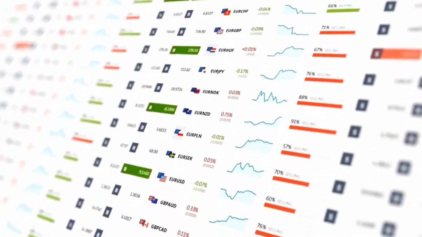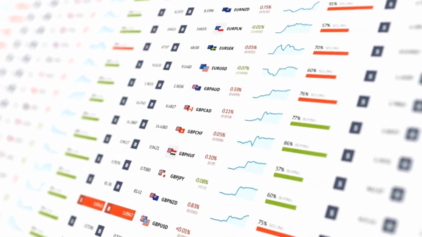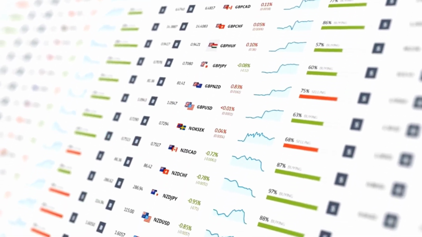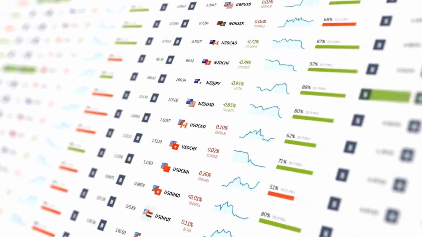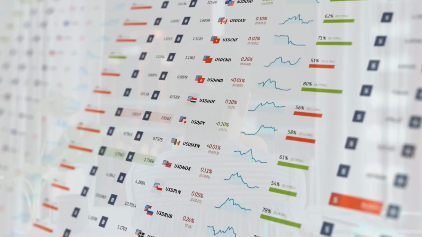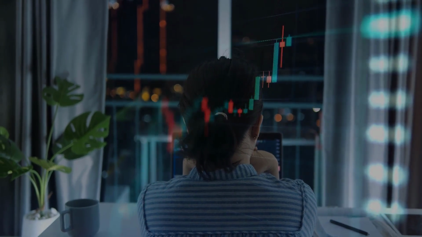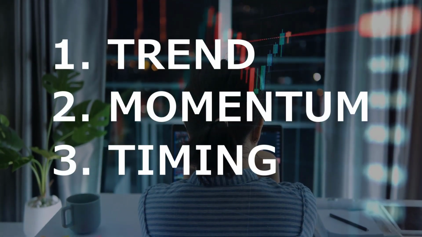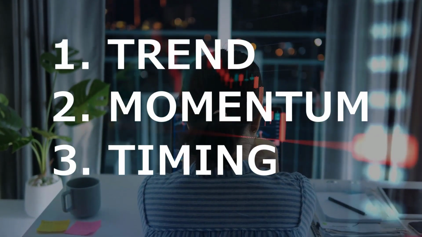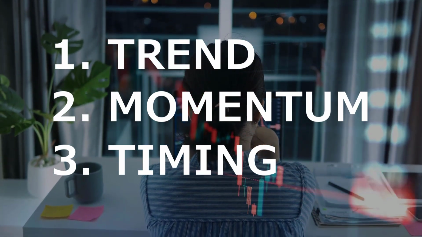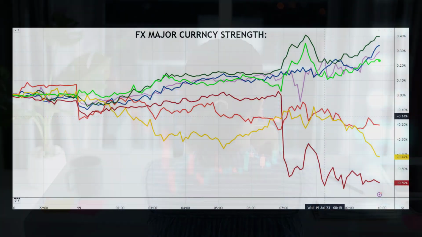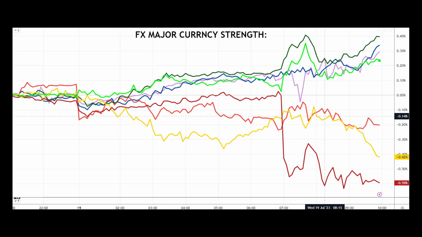Now, you might have heard of currency strength, and that's what a lot of people use to filter out the currency pairs to create the ultimate combination. But what you're looking for is three key factors: trend, momentum, and timing. Now, most of you might have seen tools like this, which are very good for getting the trend, but they're missing the timing and momentum part.